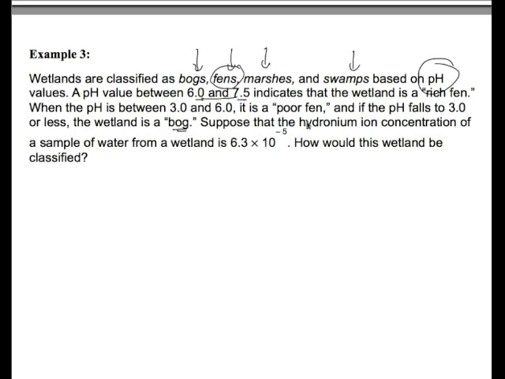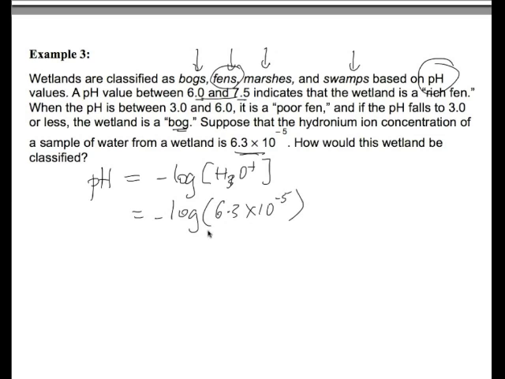Now, suppose that the hydronium ion concentration of a sample of water from a wetland is 6.3 times 10 to the negative 5. How would this wetland be classified? Well, we know that the pH is given by negative the log in base 10 of the hydronium concentration. So in this case we have negative log of 6.3 times 10 to the negative 5.